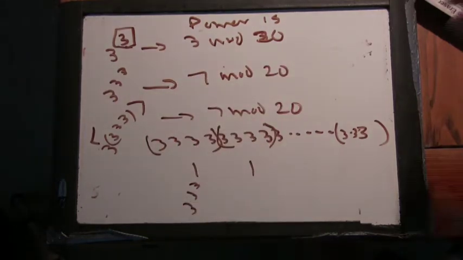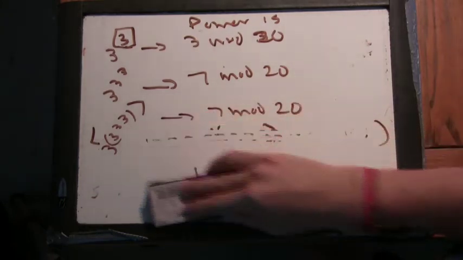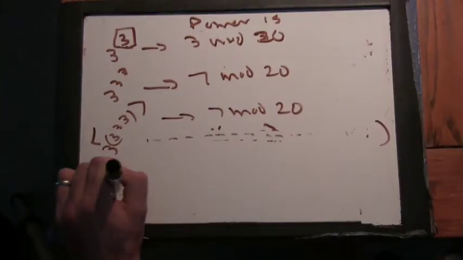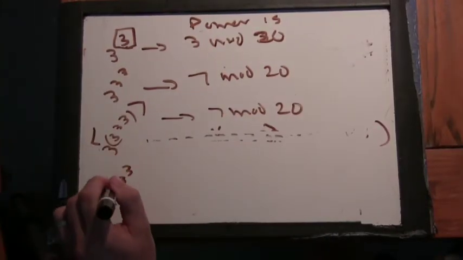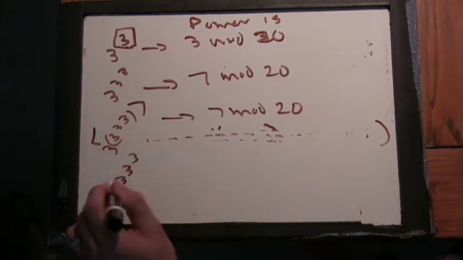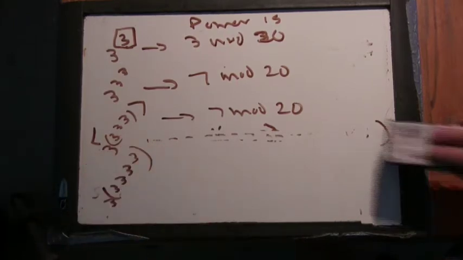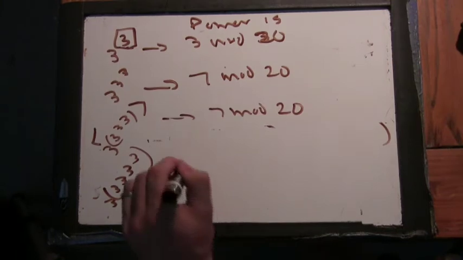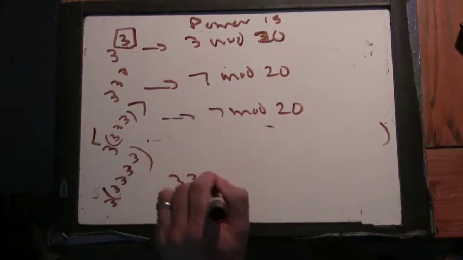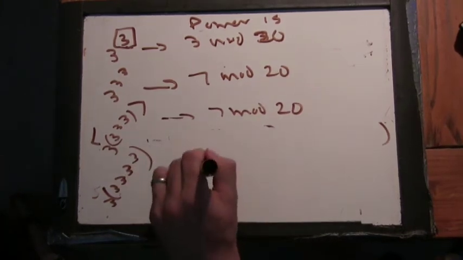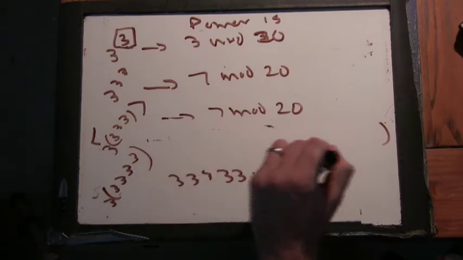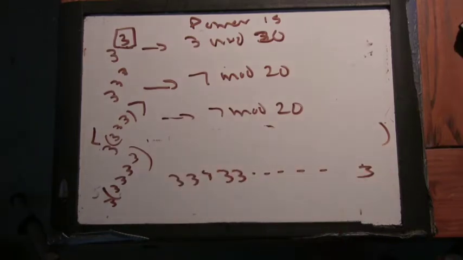Power 7 mod 20. And let's see what happens if we do it for 3 to the 3 to the 3 to the 3 to the 3. We're now going to try to evaluate what that is. So it's again some number of 3s. In fact, it's 3 to the 7.6 trillion 3s. So again, a lot.